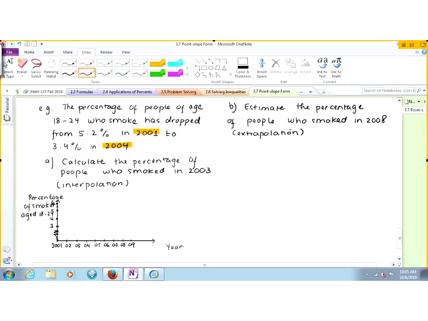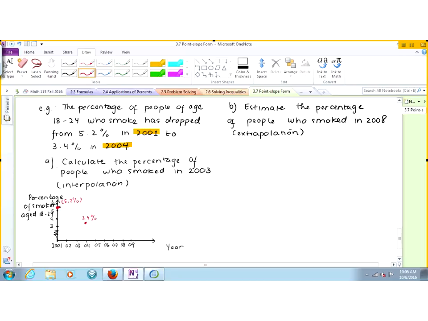So in 2001, it is 5.2%. So it's around here. Okay. In 2004, how much is it? 3.4%. So I'm just going to say it's around here. So this is 5.2%. This is 3.4%. Okay? All right. Now, this is in 2003. So we want to know the one in 2003, right?